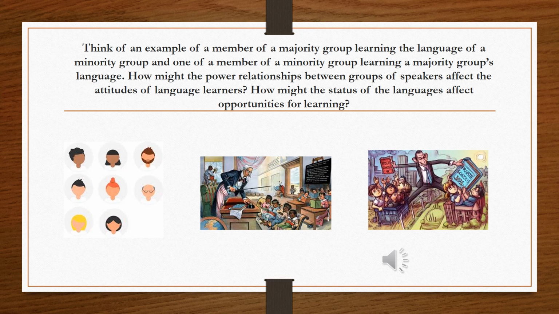For example, a Spanish speaking member wants to learn English as a second language. It is obvious the importance in society of learning this language. And a member of a minority group wants to learn to speak Spanish as a second language, the language of a majority group.